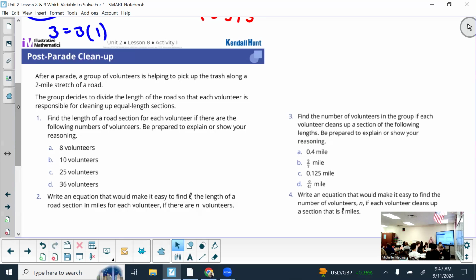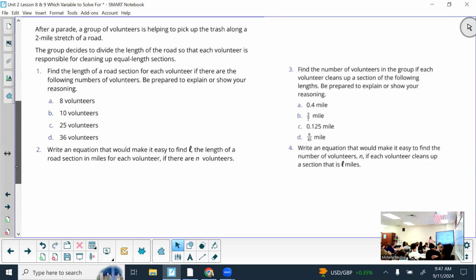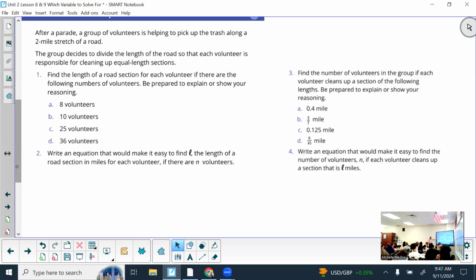For the writing equation part, first you're doing some math, figuring out these answers, using your problem solving skills. For writing the equation, pay attention to the math that you're doing. See what's staying the same each time, that will probably be in your equation. If it's staying the same, it'll probably be a number. If it's changing each time or varying each time, then you'll probably use a variable. And they're saying use L for length of road section in miles for each volunteer and N for volunteers. You can do it, I think.